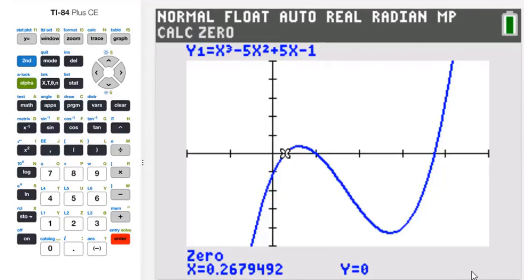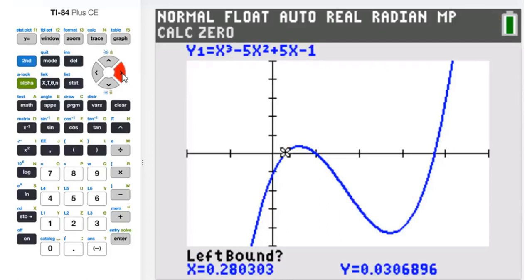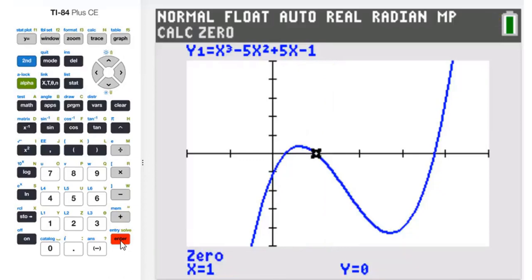After we get the first 0, then we need to get this 0. So we go to second trace. We're looking for 0, so we press 2. And in your mind, remember, we want to put the arrow on the left side of this 0, the second 0. So I press enter. Then move the arrow to the right side of this 0. I press enter. Enter again. That gives you 0, x equals 1.